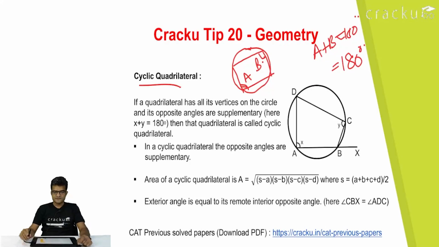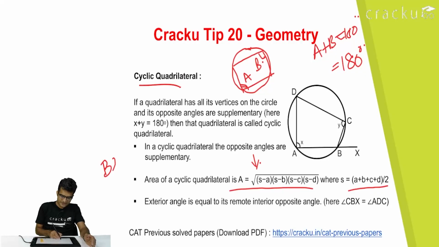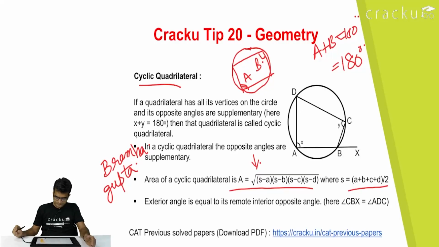If you know the lengths of the sides of the cyclic quadrilateral, you can actually calculate its area. You calculate the semi-perimeter of the cyclic quadrilateral, which is A plus B plus C plus D by 2, and then you can calculate the area. This formula was discovered by Brahmagupta, an ancient Indian mathematician. Now, the exterior angle is equal to the remote opposite angle, again something that you can easily derive.